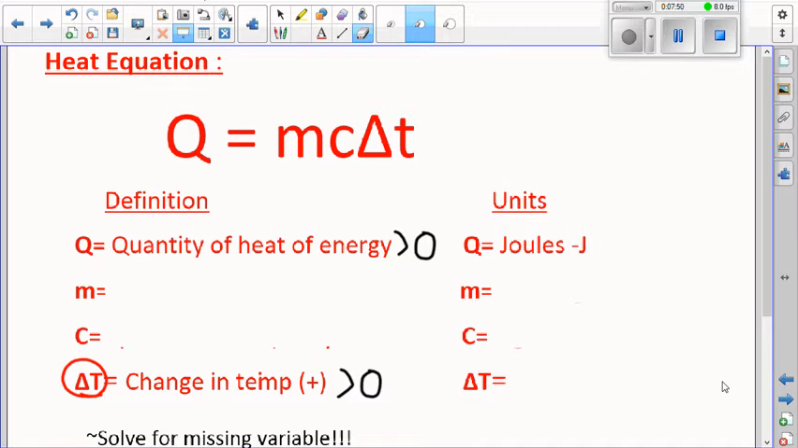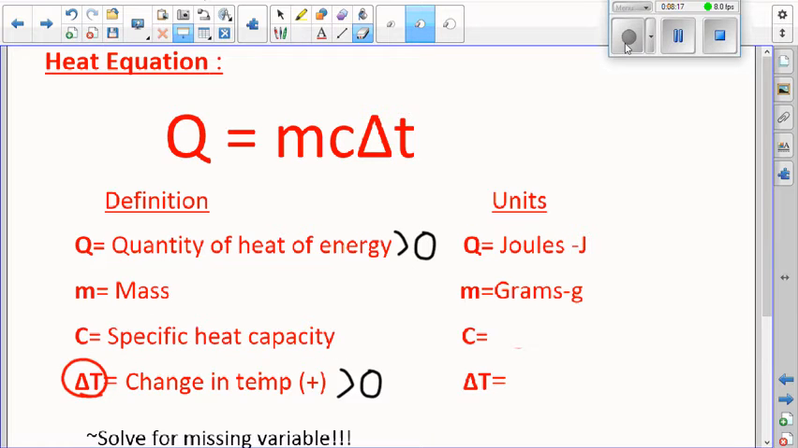What do you guys think M stands for? Mass. What do you think the units for mass are? Grams. Mass in grams. Alrighty, C, that's that new term. That is your specific heat capacity. And again, those units are joules per gram degrees Celsius. If I want to write that a slightly different way, joules over grams degrees Celsius.